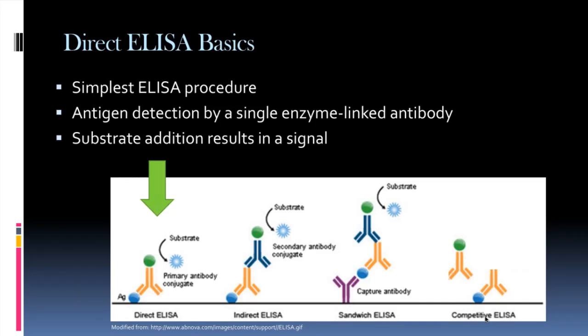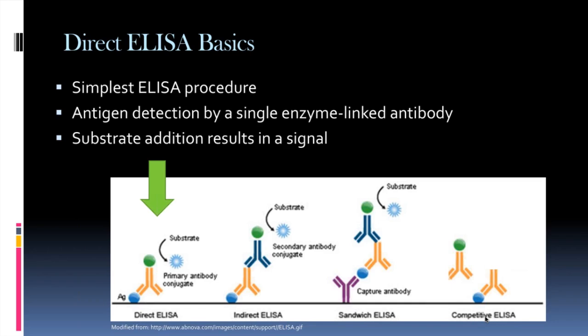Right, so the first type of ELISA we'll walk through is the direct ELISA. This is the simplest ELISA procedure. It's very, very straightforward. There is antigen detection by a single enzyme-linked antibody and the addition of a substrate results in a signal. So to break this down a little further, it's the first one shown with the green arrow. AG, which is the little blue circle at the bottom, refers to an antigen. Let's say that's a protein that you want to quantify the concentration of in a sample. So the first step is to add an antibody, a primary antibody to that protein, so specific to that protein.